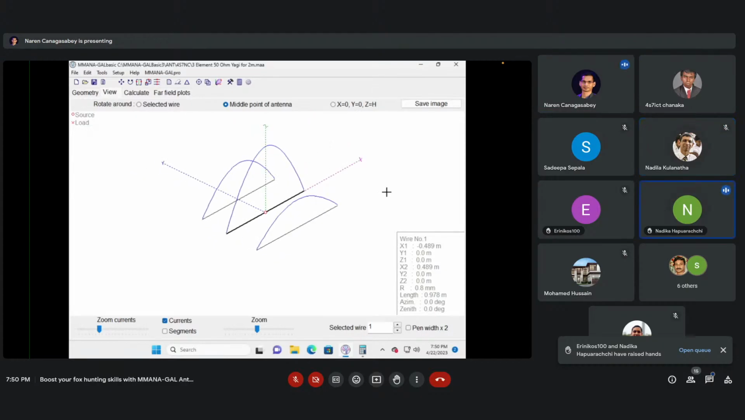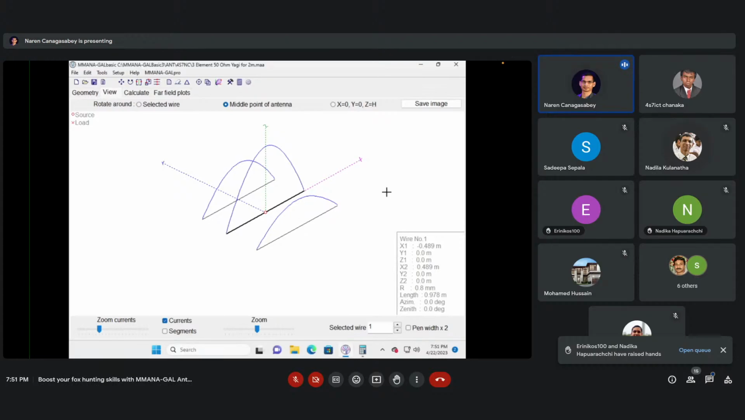Naren, now if we are splitting the driven element in the center, what's the best gap between the two parts of the driven element? The center gap, I don't know what you call it. The gap between the two driven element parts. So, Nadika, what I've usually done is when I've used aluminum elements for the driven element, I generally use a spacing of approximately 1 centimeter between the two elements.